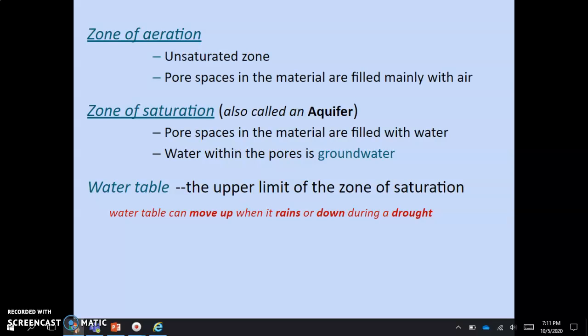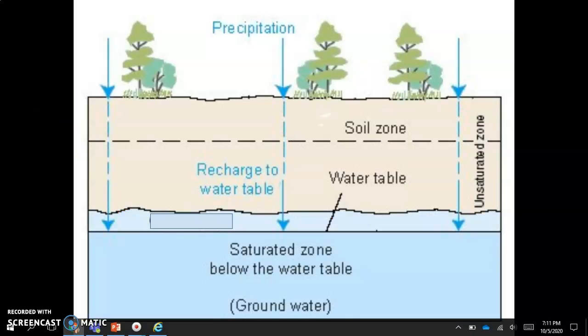So the zone of aeration, so if aeration, think of air, this is the unsaturated zone, and the pore spaces are filled with mostly air. So zone of aeration, there's air, and then the zone of saturation is filled with water. And the water table is just that upper limit of the zone of saturation. So here's just a picture of what we would look at in our water table.